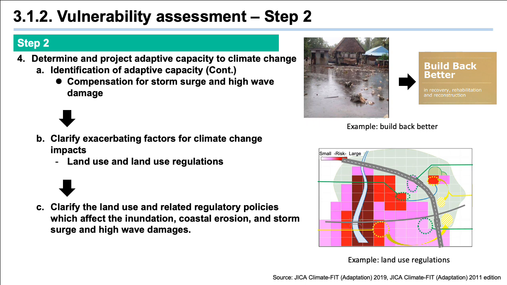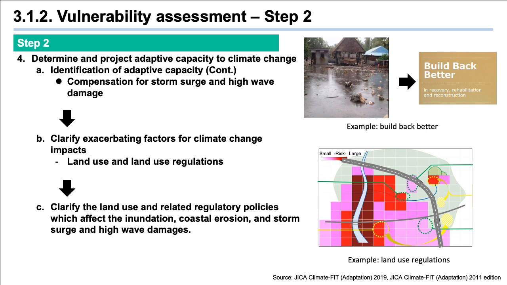The fourth item in the 4A is compensation for storm surge and high wave damage. So we have to assess the post-disaster restoration capability, like situations of available insurance or mutual aid system for storm surge and high wave damage.